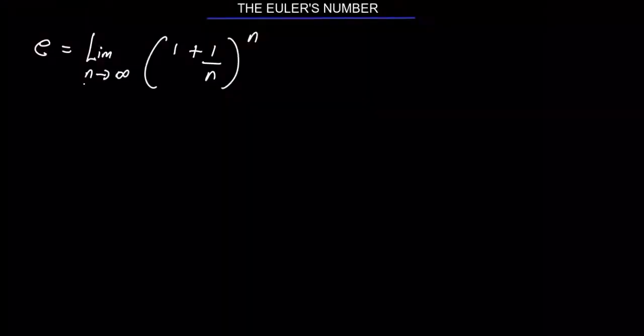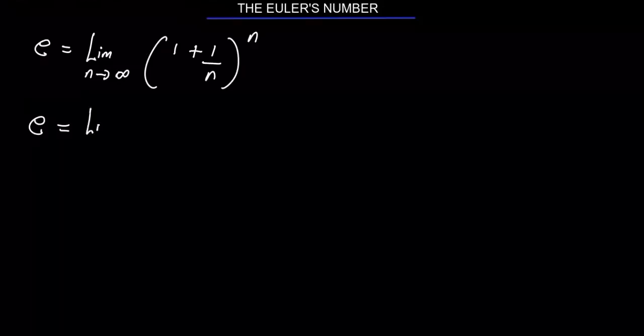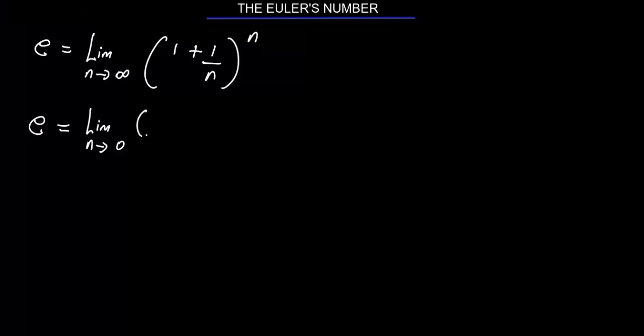So just take note. If you have limit as n tends to infinity, 1 plus 1 over n raised to power n, this is called the what? Euler's number. Also, if you have E, this E is also equal to the limit as n tends to 0, 1 plus n all raised to power 1 over n.